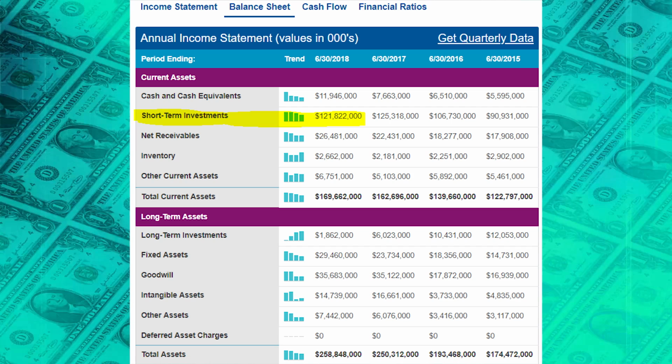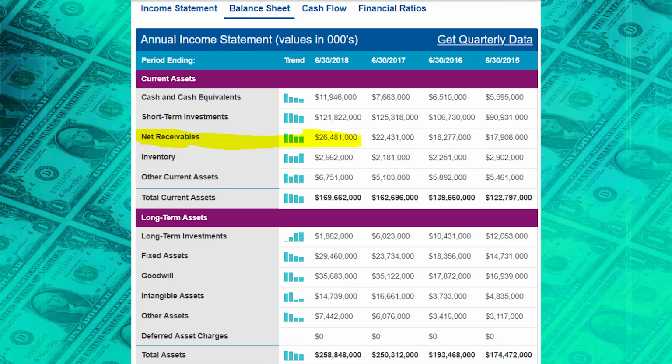So if their current assets are looking a little weak, they may even pull some of their long-term investments and say, hey, we plan on liquidating these within a year so it qualifies as a short-term investment, and then they can add it to their current assets. Either way, we see here that Microsoft held over $121 billion in short-term investments, which is very high and very impressive considering that it's very similar to cash.